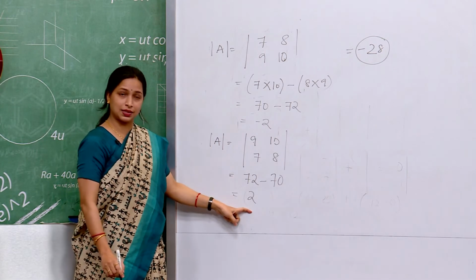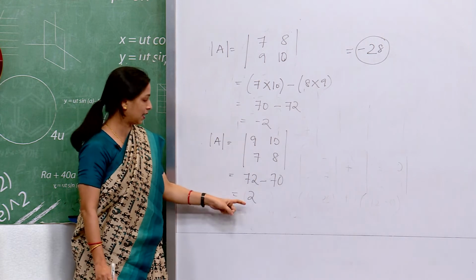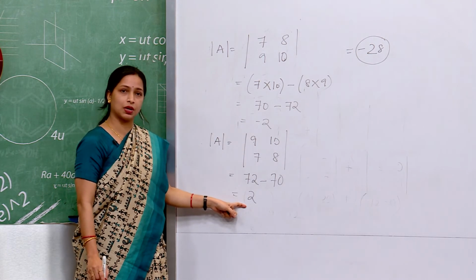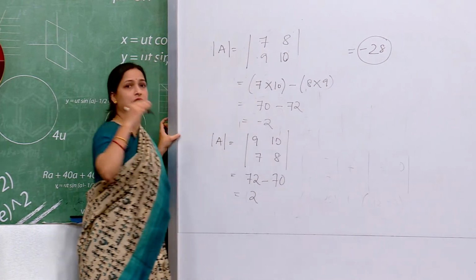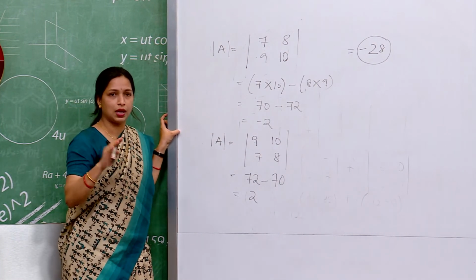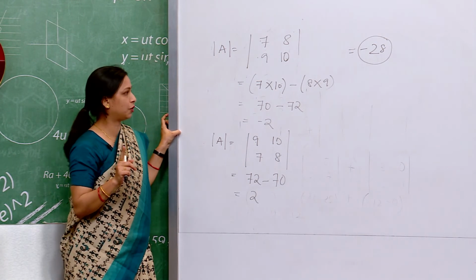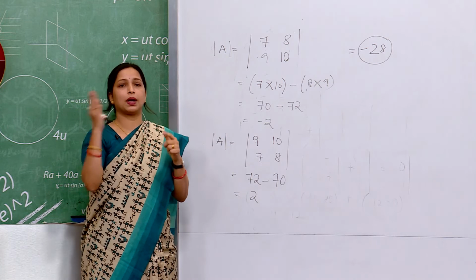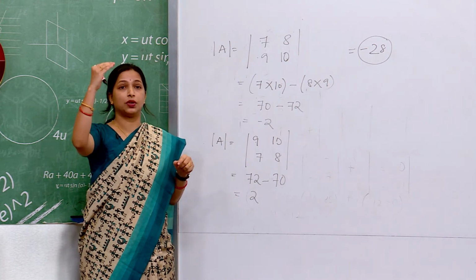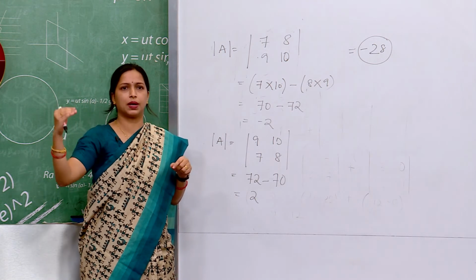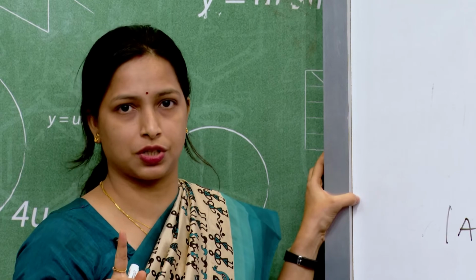So the value is same, but the sign has changed. That means here it was minus 2 and here it has become plus 2. So now the property is understood. That means if any two adjacent rows are interchanged, so if row 1 will become row 2, the value will remain the same, but the sign will change. So you have to remember that if the rows are becoming columns, the value remains the same. But if there is interchange among rows or C1 will become C2 or C3, then the value remains the same, but the sign will change, right.